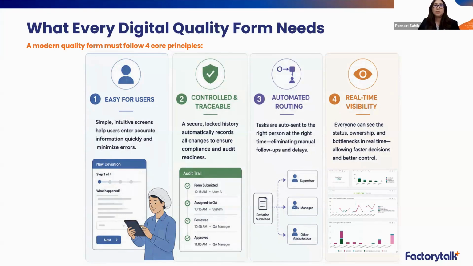And finally, it should provide real-time visibility. Everyone should be able to see the status of quality events and identify bottlenecks as they happen. These principles sound straightforward, but in reality, this is exactly where many organizations face challenges, right? On paper, it sounds simple, but everyone wants an easy-to-use system, automated workflow, better visibility, and stronger compliance. But when it's time to implement a new system, the conversation quickly changes.